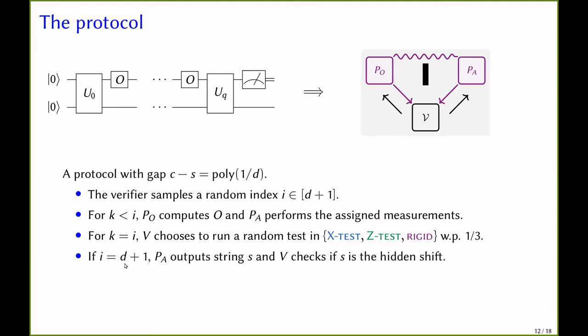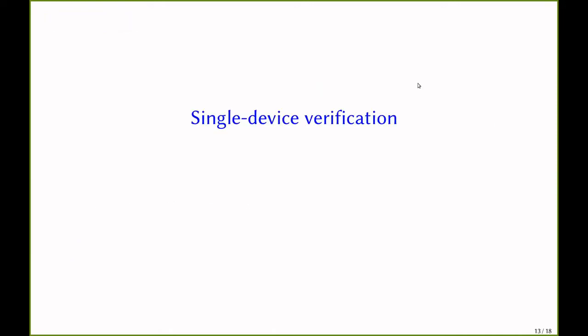And then with some tiny probability 1/d, the verifier doesn't perform any check. Instead, it trusts the computation performed by PO and PA, and then accepts if the string output by PA is the hidden shift. So the last part is a protocol that certifies a single device that has a sufficiently large quantum depth.